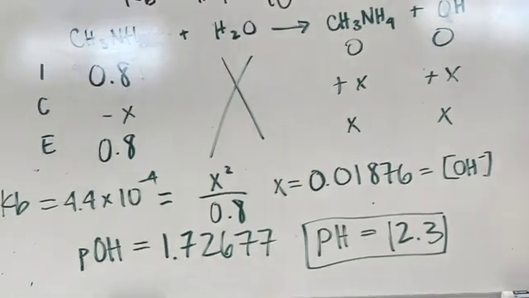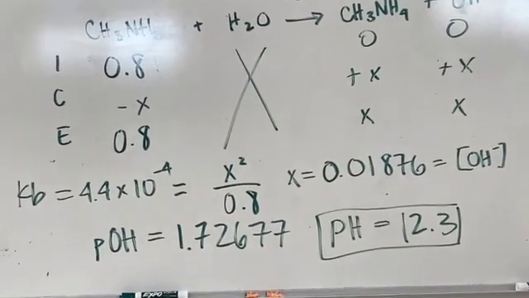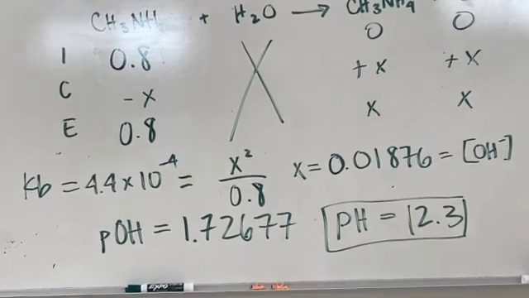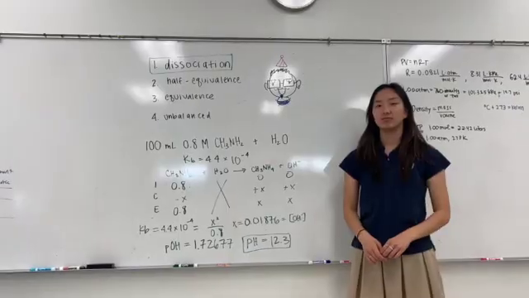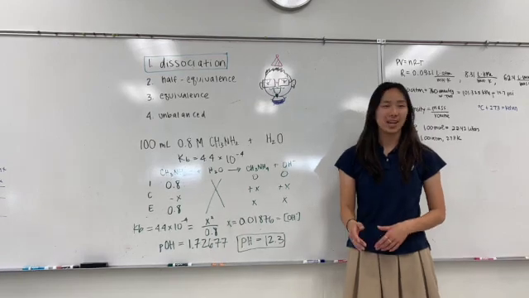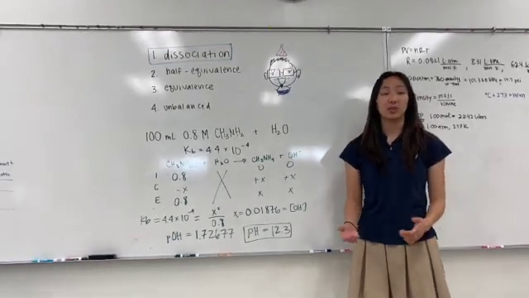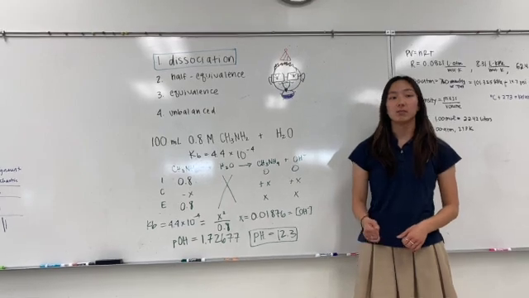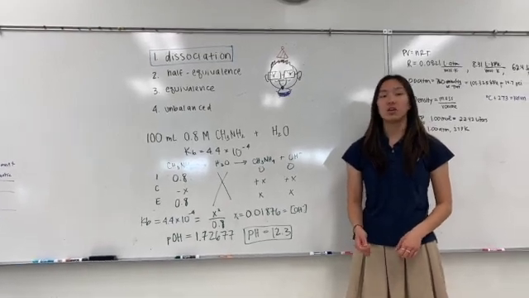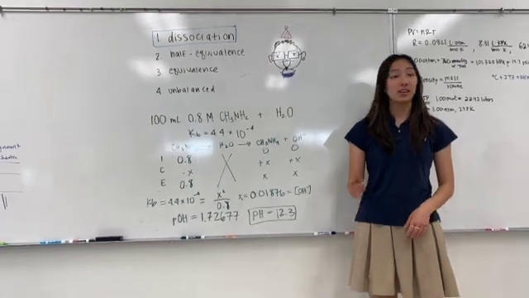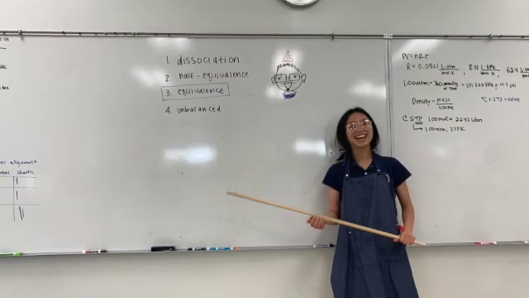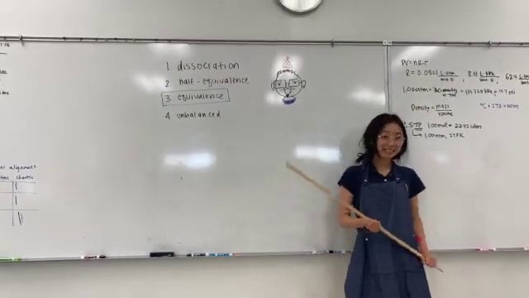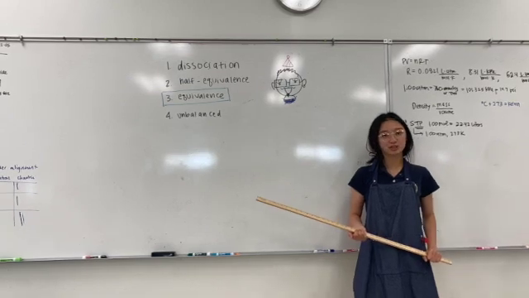X equals 0.01876, which equals your OH minus concentration. We can take the negative log of that, which gives us a value of 1.72677, which is pOH. Exactly, not pH. And to get the pH of the solution, which the question is asking for, we have to do 14 minus 1.72677, which equals 12.3. Don't forget to do that extra step when you're going from pOH to pH when you're dealing with a base. So that covers dissociation.